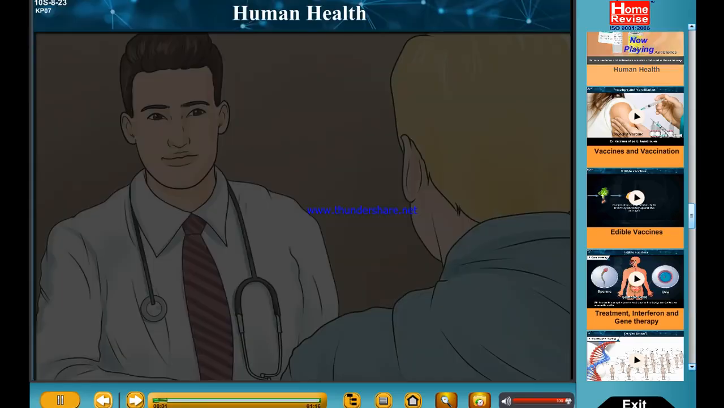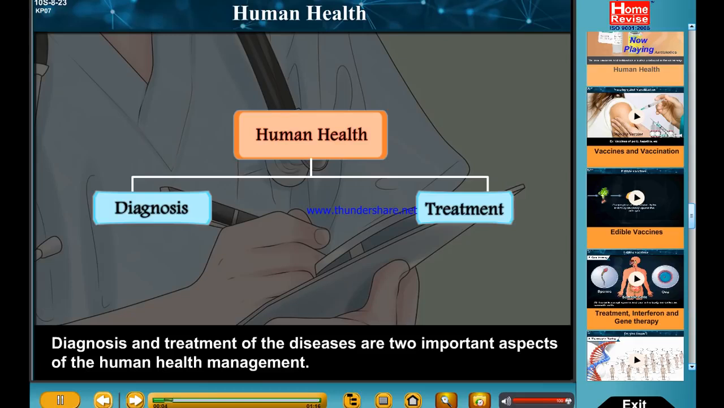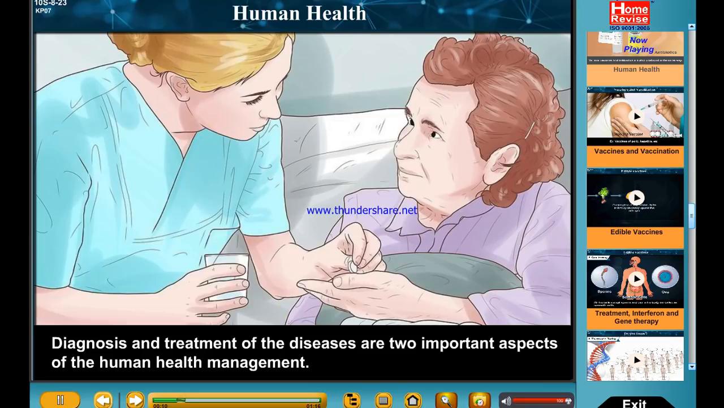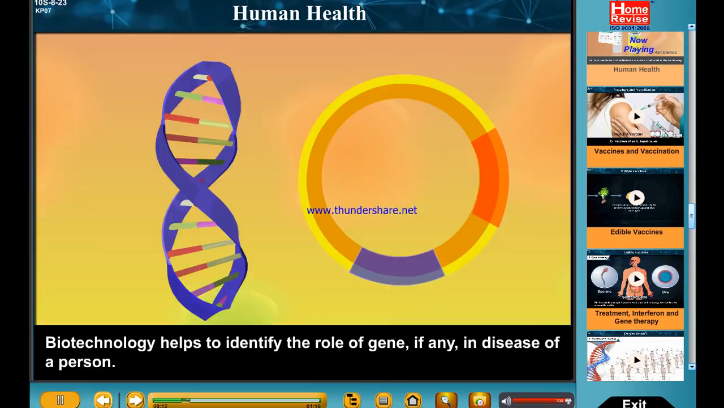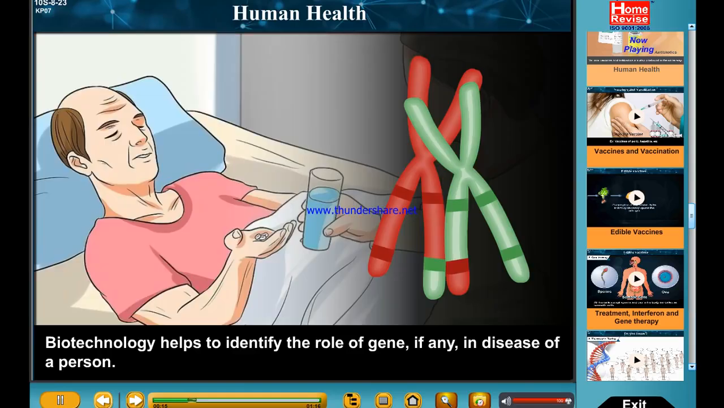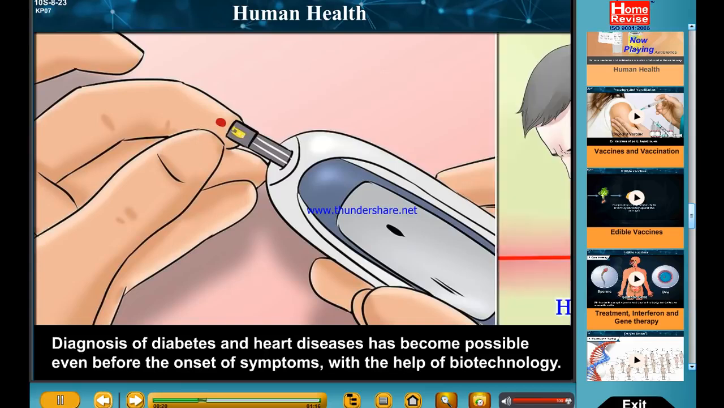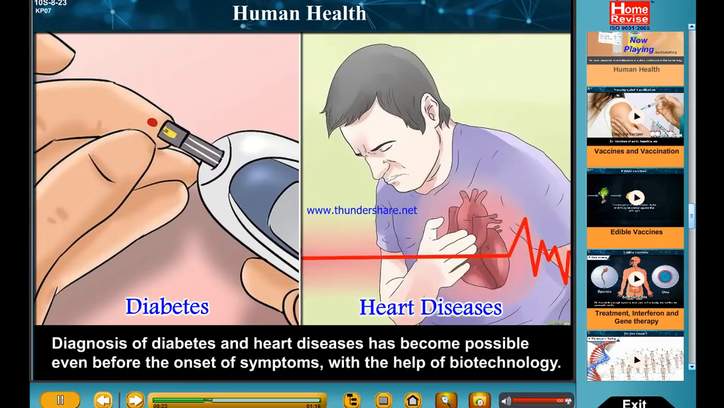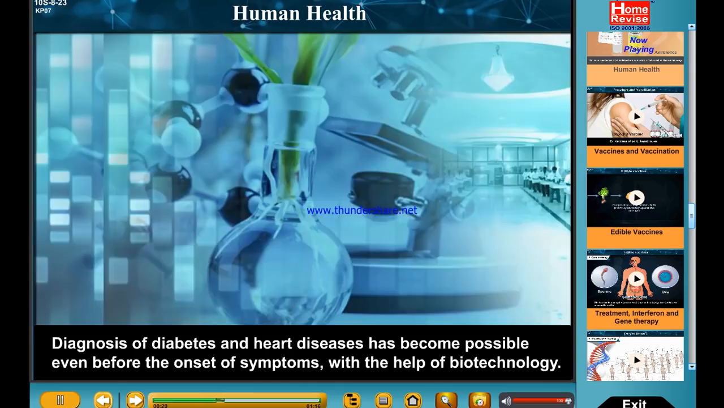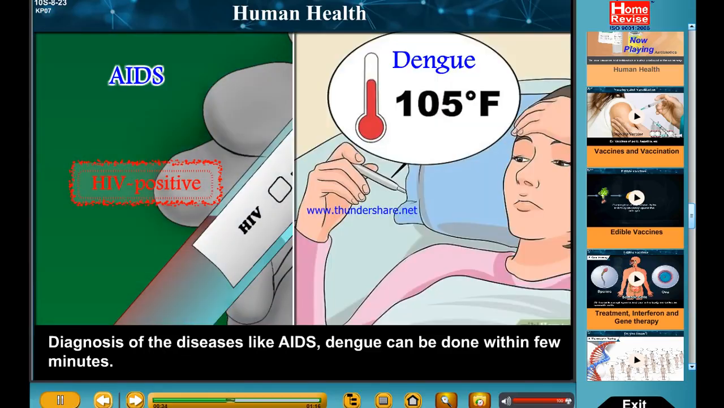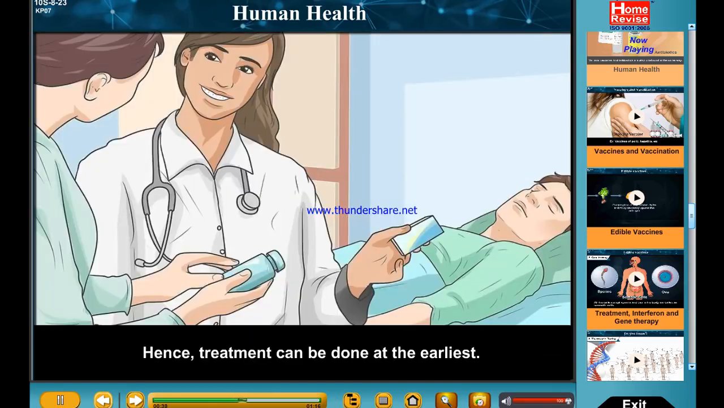Two, human health. Diagnosis and treatment of diseases are two important aspects of human health management. Biotechnology helps to identify the role of a gene, if any, in the disease of a person. Diagnosis of diabetes and heart diseases has become possible even before the onset of symptoms with the help of biotechnology. Diagnosis of diseases like AIDS and dengue can be done within a few minutes. Hence, treatment can be done at the earliest.